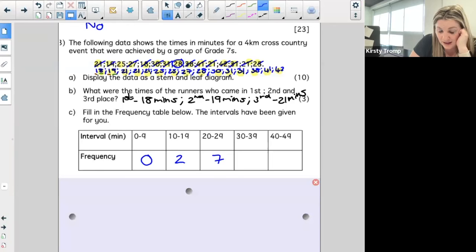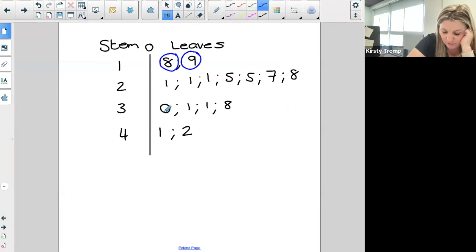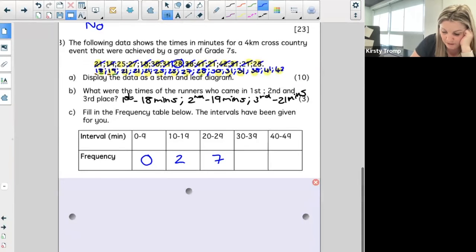How many people came in between 30 and 39? Good, well done. Getting some nice answers here, but let's go have a look because some people's answers are varied. Between 30 and 39, I've got 1, 2, 3, 4 people. So be careful. And between 40 and 49, we had 2.